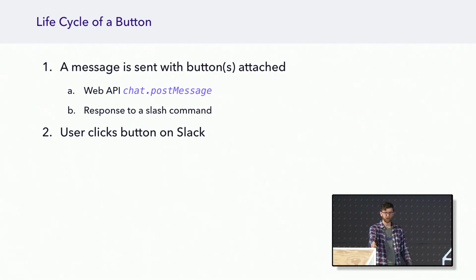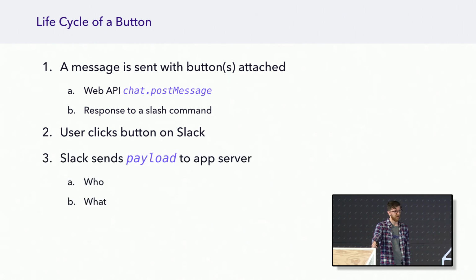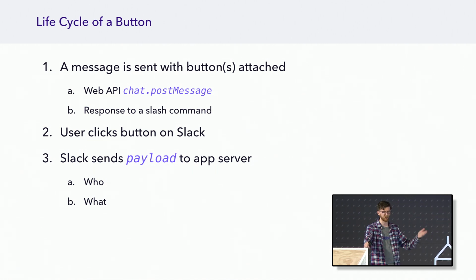So the second step, after we've sent the message that has buttons in it, is that someone in Slack clicks on one of those buttons. And immediately after that, Slack sends a request to our server, including a payload. That payload tells us everything we need to know about what's going on: who clicked the button, which button did they click. And I should have put up there as well that the callback ID that we specified in the attachment also gets included, which is how we can figure out which set of buttons was clicked.